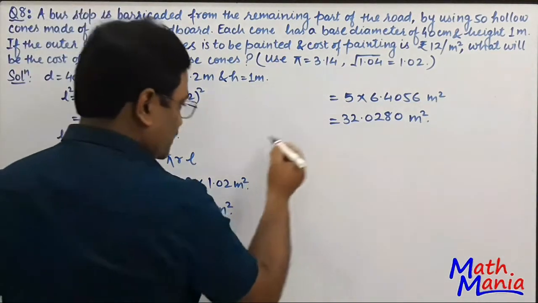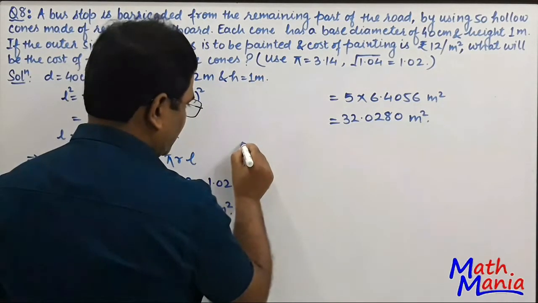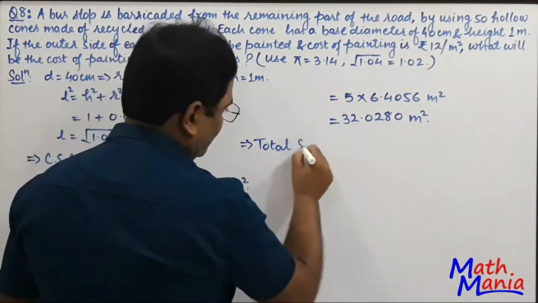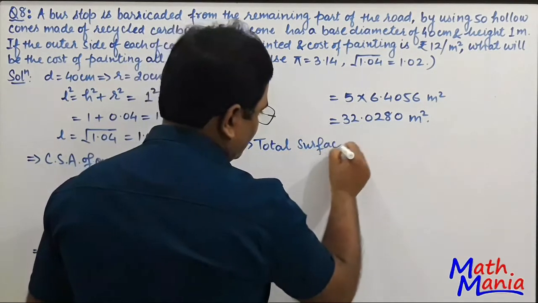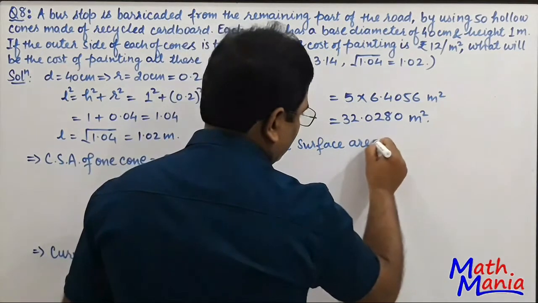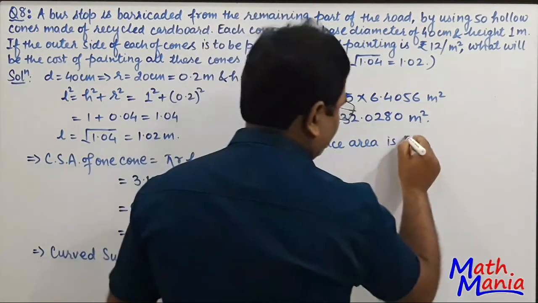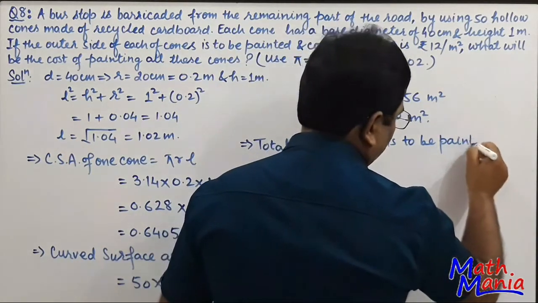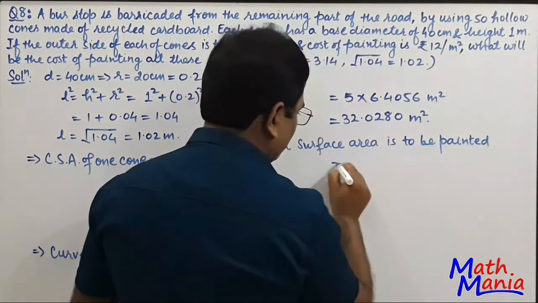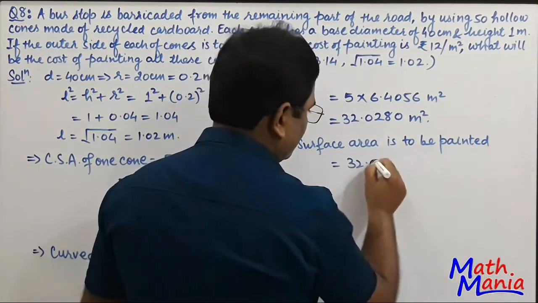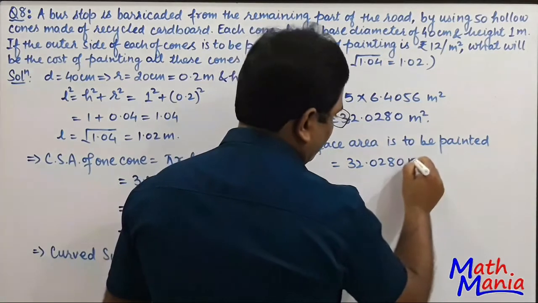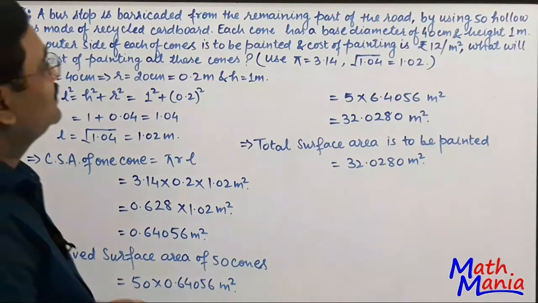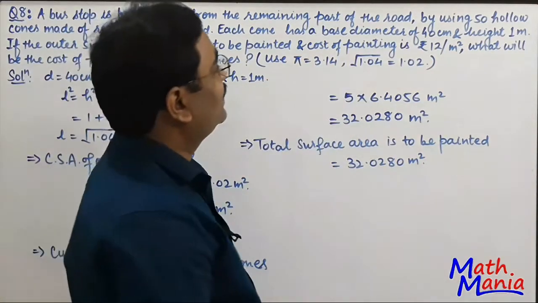So this is the area, therefore the total surface area is going to be painted. Total surface area to be painted is equals to 32.0280 meter square. Now the rate of painting, the rate of cost of painting is at the rate of rupees 12 per meter square.